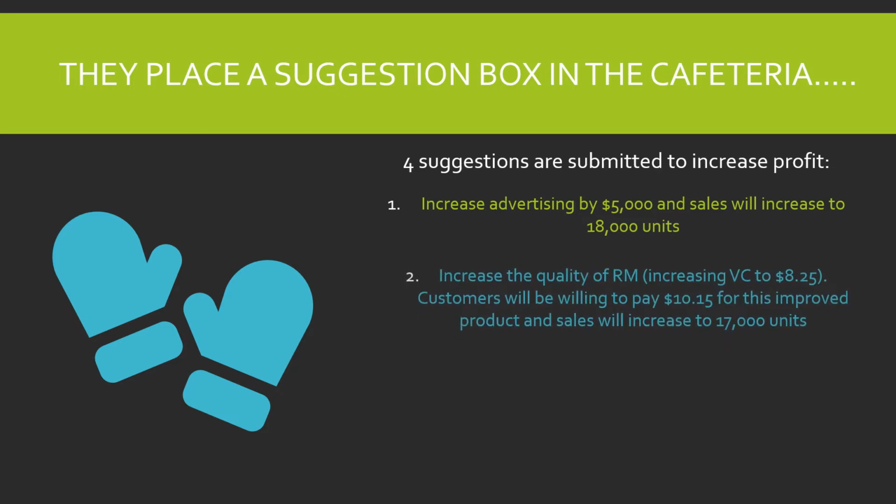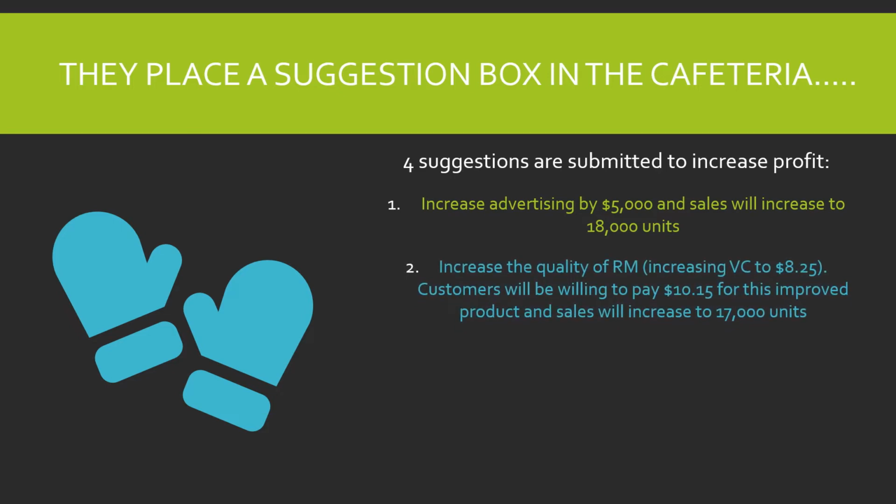The second suggestion says, increase the quality of your raw materials. People have complained for years that this is a crappy product. So make it a better product. You increase it from plastic to metal maybe. Don't make it so flimsy. And this will increase your raw material cost or variable cost from $8 to $8.25 a unit. Customers would be willing to pay $10.15 for this new and improved product. And your sales will increase to 17,000 units.